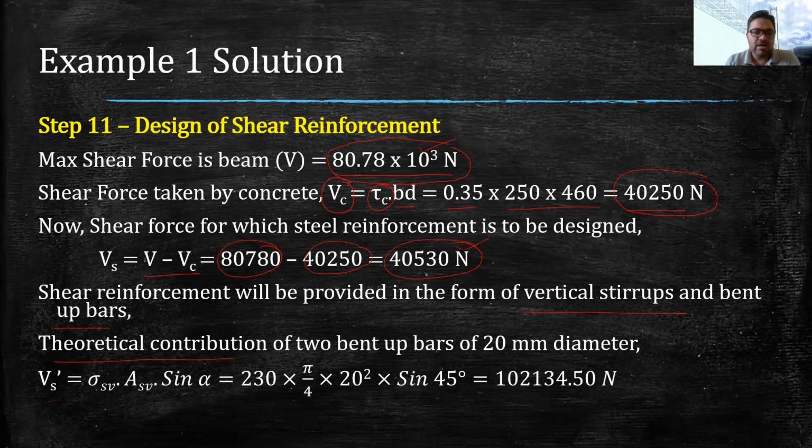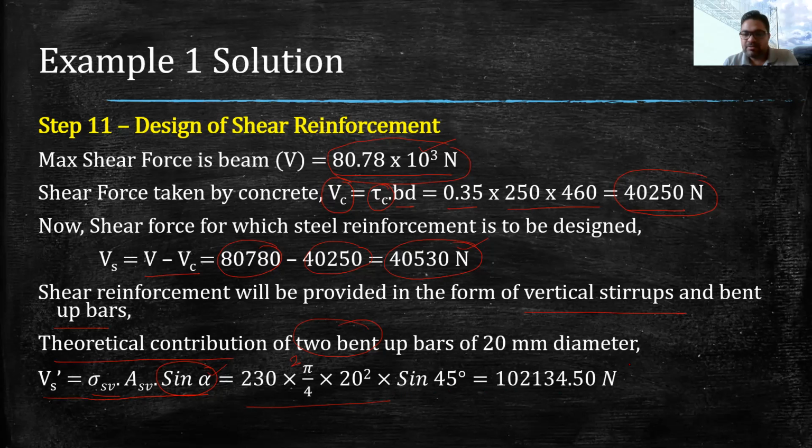From the IS code, as I explained earlier in lecture 11 also, this is the formula that we use to calculate the theoretical contribution of the bent up bar. Generally we bend up our bar at 45 degrees, so this alpha will be 45 degrees. Sigma SV will be similar to the sigma ST value, which will be the same. And ASV here will be the area of cross section of the bent up bar. Sorry, I forgot to include the 2 because there are two bent up bars, so we need to include this 2 also.